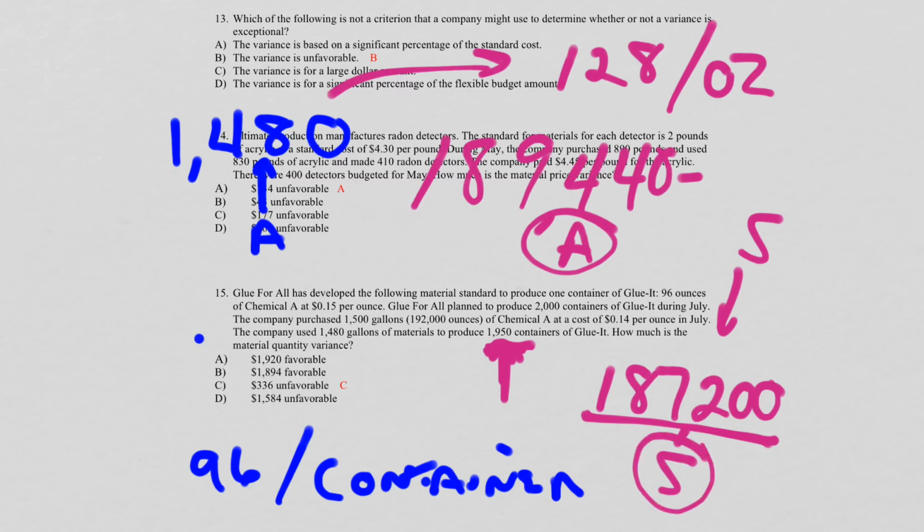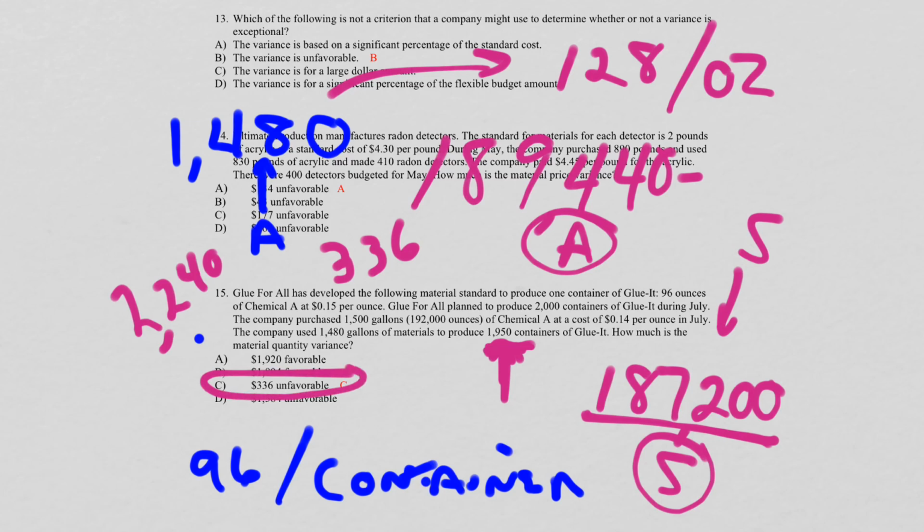So now we know we're going for an unfavorable result. Now we just have to quantify it in terms of dollars and cents. To do that, we're going to multiply the difference times the price per ounce, I believe. Let's see if that's what works out. The differential between the 189,440 and the 187,200 is 2,240. That's 2,240 at 15 cents per ounce, and that's $336. And lo and behold, we got the right answer down there with C, unfavorable.